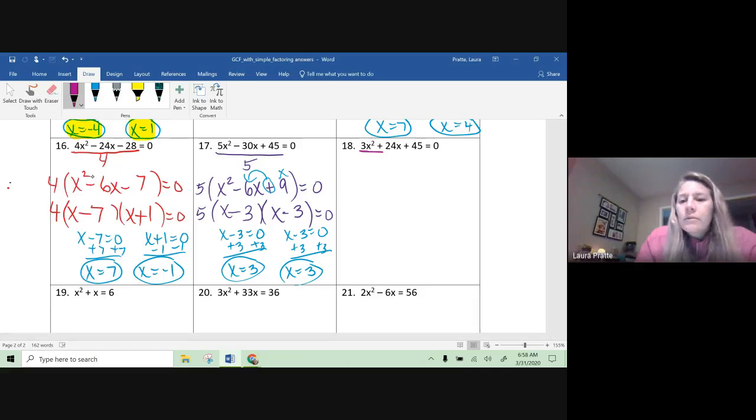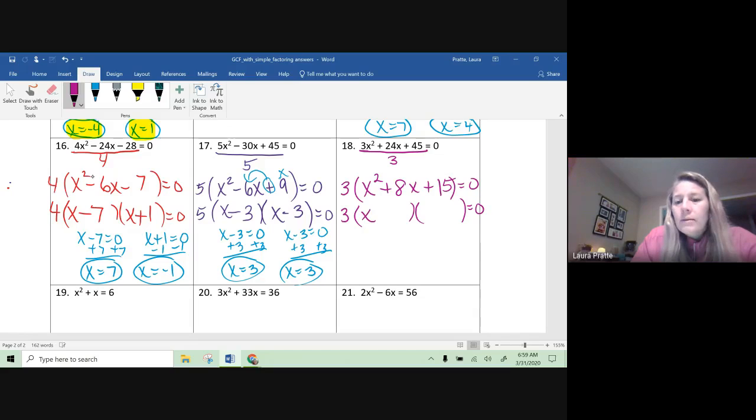And then number 18, we're going to divide by 3. So when we divide all of that by 3, we get x squared plus 8x plus, let's see, 15. X and x. Now, what are the numbers that are factors of 15 that add up to 8? So that would be 3 and 5. And addition here means the signs are the same. This one means they're both addition, which makes sense because 5 and 3, when we combine those like terms, we get 8. When we multiply them, we get the 15.